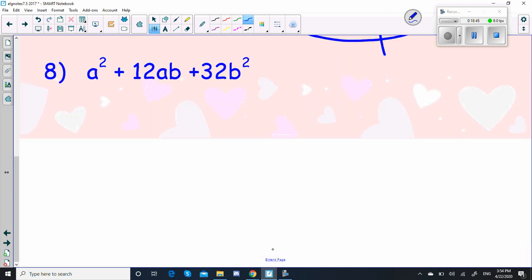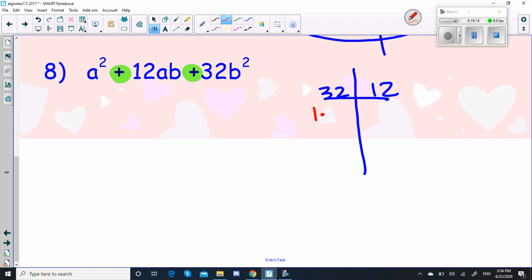All right, number 8. Notice that this one is different because not only does it have a squared in the front, it has b squared in the back. But we're still going to do it the same way. Okay, so I'm looking for factors of 32 that give me a sum or difference of 12. Notice all of them are positive, so there aren't going to be any negatives in this problem. See the positive signs here and here. So I'm not going to have any negatives over here.